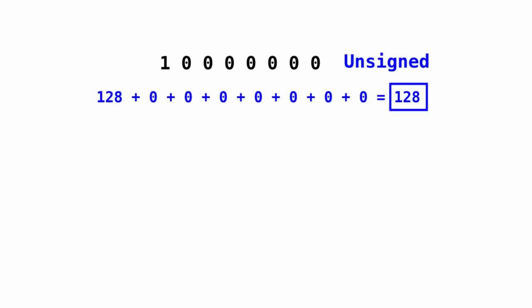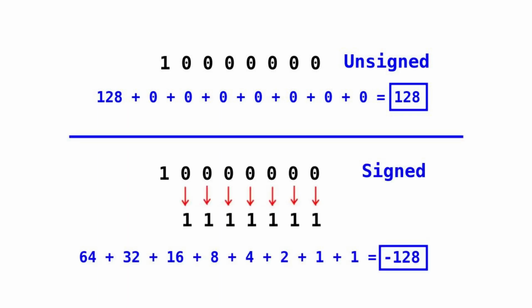If we look at a binary value of 10000000, now it can be either positive 128 if the device or sender intends for you to receive an unsigned value, or minus 128 if the device is sending signed data in 2's complement.